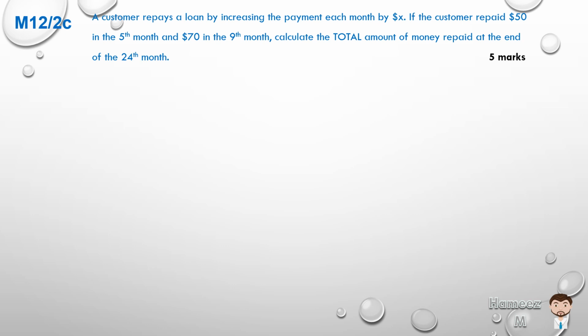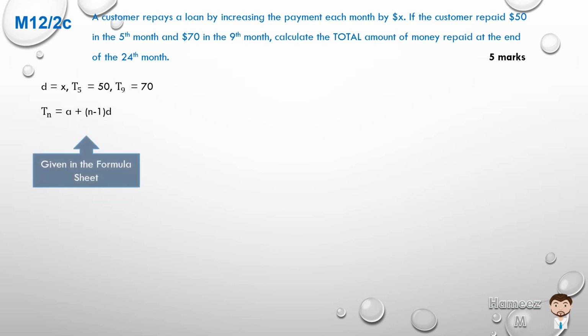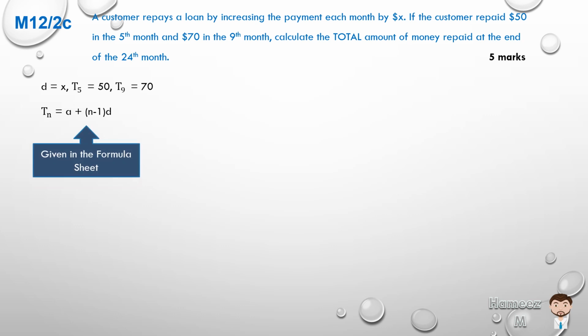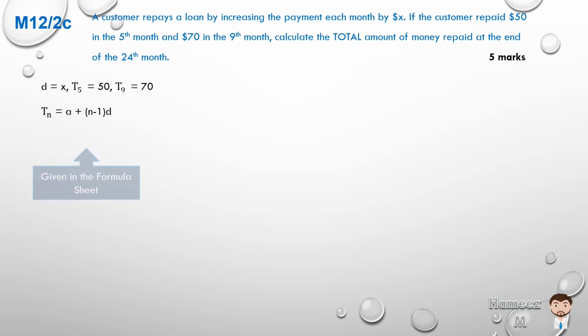And that's because there's a constant increase each month, meaning there's a common difference. So the common difference, d, is equal to X. The first term is equal to 50. The 9th term, or the 9th month, is equal to 70. And the general formula for an AP, because we're dealing with common difference, T_n is equal to a plus (n minus 1)d. And if we substitute, for the first term, T_1 is equal to a plus (1 minus 1)X.